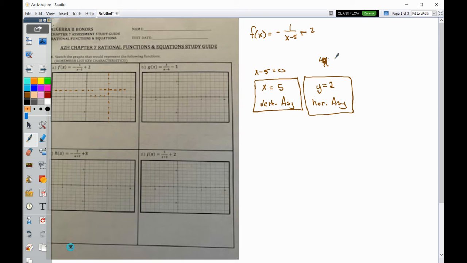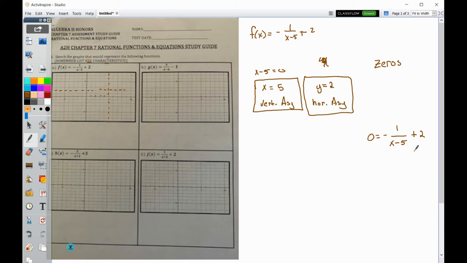Now, I'm not sure what else your teacher would mean by key characteristics. I know that these would be two things. A lot of times they also ask for zeros of the function. Zeros are when this equals 0. So you can find zeros by setting this thing equal to 0. I'm going to say 0 equals negative 1 over x minus 5, plus 2. If I set it equal to 0 and solve it, that would tell me a zero of this function, which is a place where the y is 0. It's going to cross the x-axis.